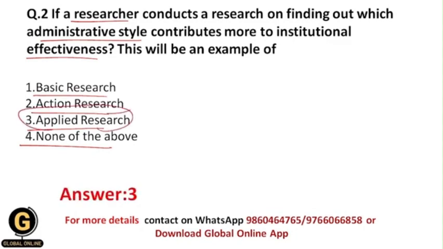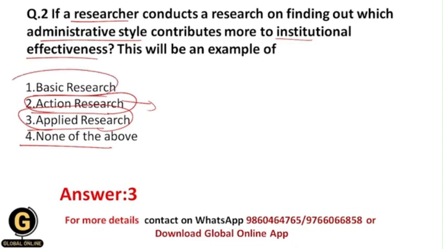So why not action research? Because students, as I have told you, action research is mostly applicable in the field of teaching and learning processes. But here we are not doing anything relevant to teaching and learning processes. Here we are going to find out which administrative style contributes more to institutional effectiveness. So basically we are going to find out about different administrative styles, and then subsequently we are going to check how much each will have an effect on the institutional effectiveness. So basically here we are going to implement an applied research, not an action research.